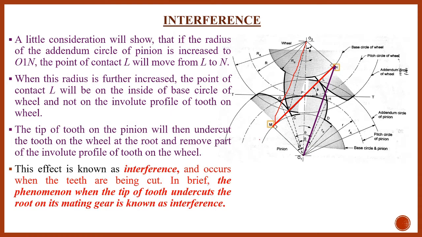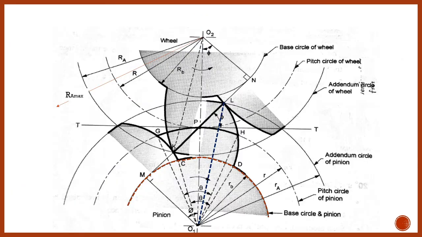Again, this is the definition. Interference is the phenomenon when the tip of the tooth undercuts the root on its meshing gear. That means this part tries to dig out some material from the base, which is just below the non-involute profile at this location, and which causes the interference. Next, I will just show you how that interference is occurring.